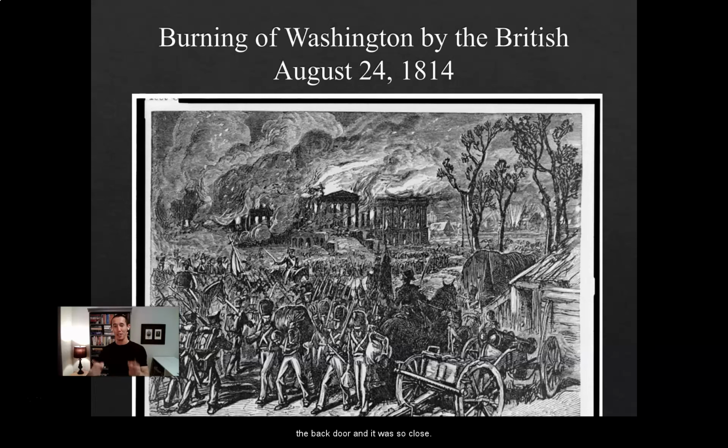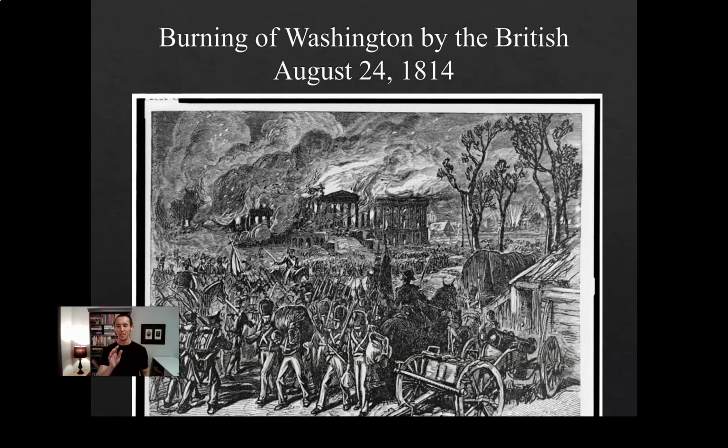And it was so close that when the British came in, the dining room table was totally set. The food had been put out. The food was still steaming. And there was wine in the glasses. So the British sat down at the table, toasted to the health of King James Madison. And then they burnt the White House to the ground. And then they burnt the rest of Washington, D.C. to the ground. Because they were pissed. So the U.S. Capitol was burnt to the ground.